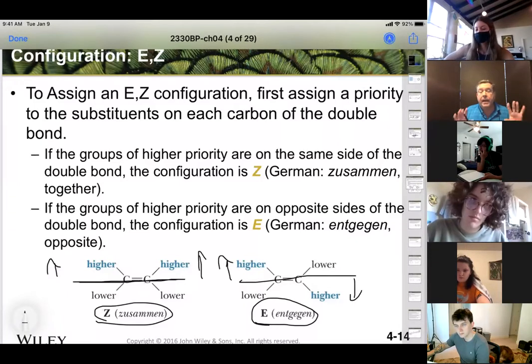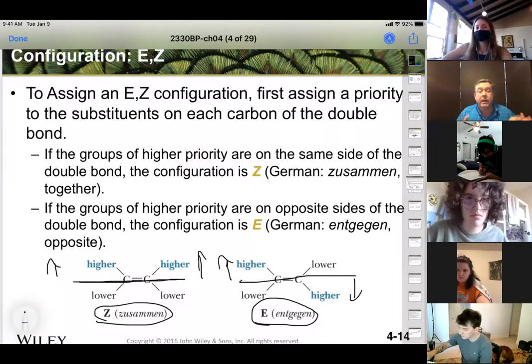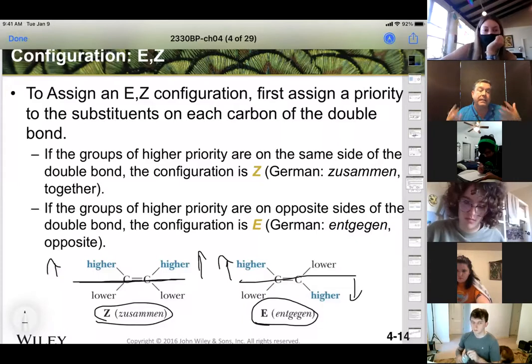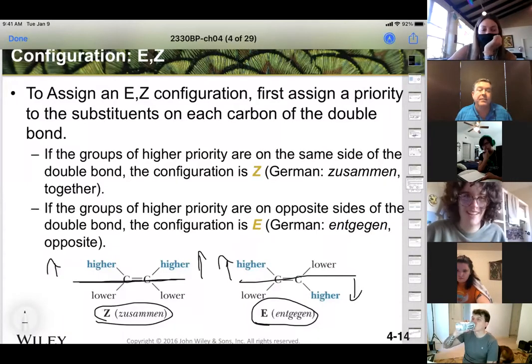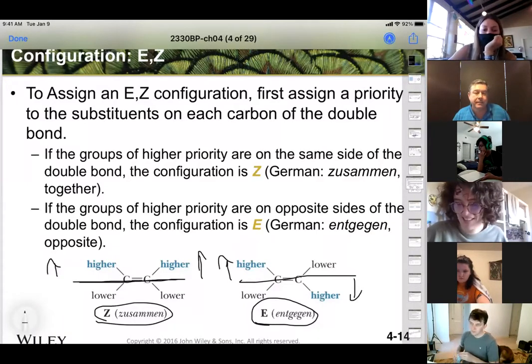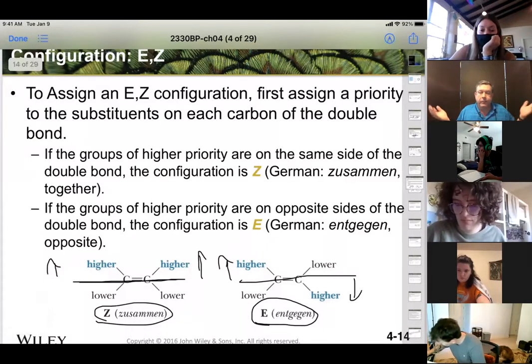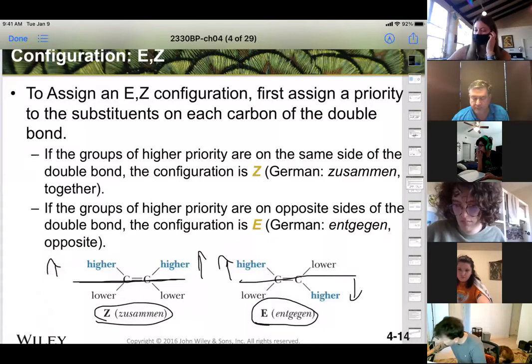So now we have another way to remember that: Z is together or on the same side, okay? So Z is similar to cis in that way. So that's a way to remember that. But now, what's priority? What are we going to do about that? Well, we have some rules for priority, okay?